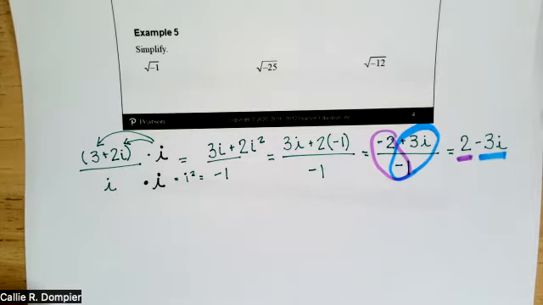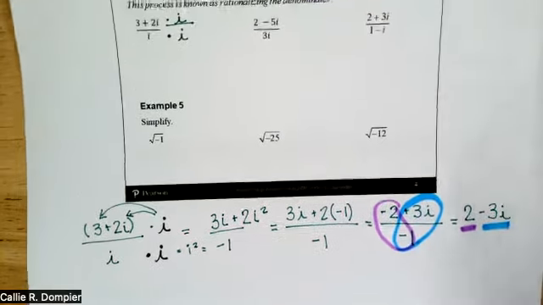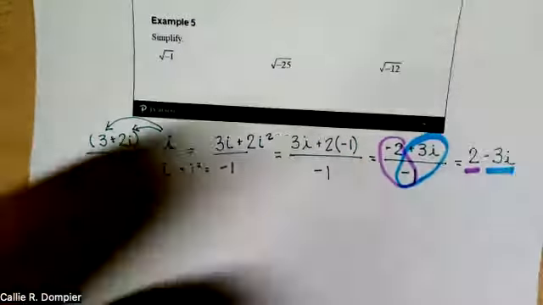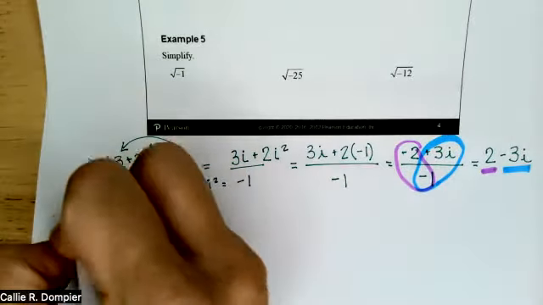All right. So that's our first one. Oh, I was going to say that it is okay to have the i in the numerator. It's not okay to have it in the denominator. So we are done with that first example.